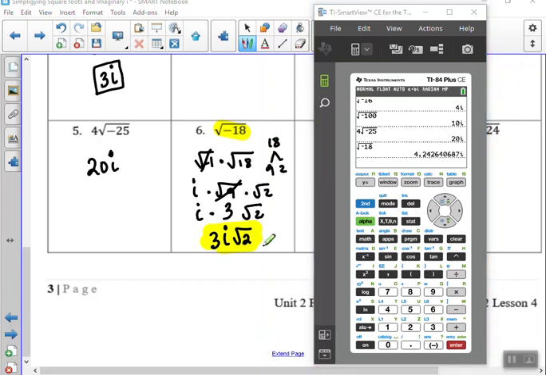I want to check my answer here. In my calculator, when I plug it in, I have 4.2426 and so on, with the I. Then if I plug in my answer, 3, the I that you want to use is above the decimal. Do you see the little I above the decimal? It's in blue, so hit second decimal to get that I. Then do square root of 2. You should get the same exact decimal, including the I.